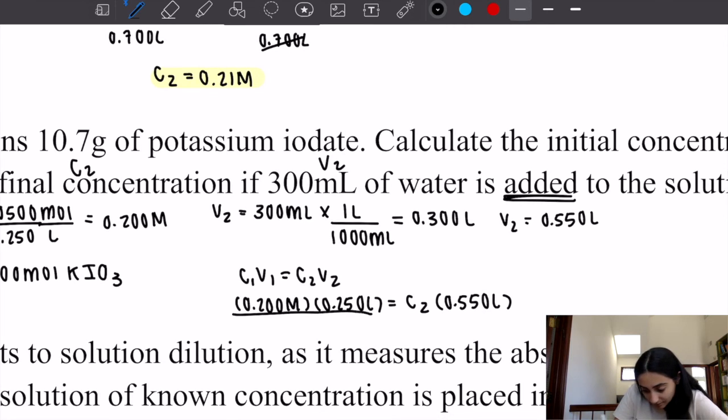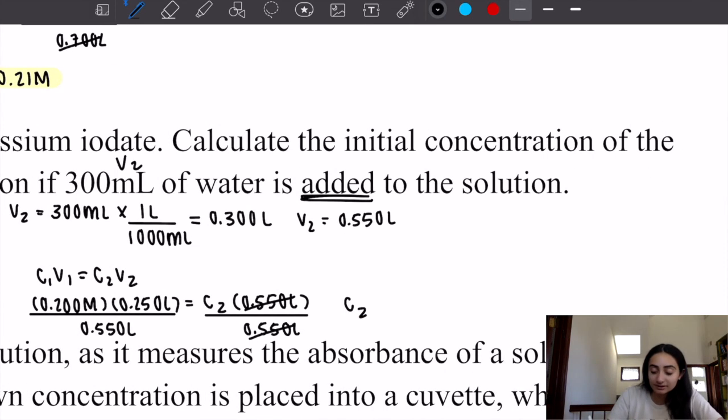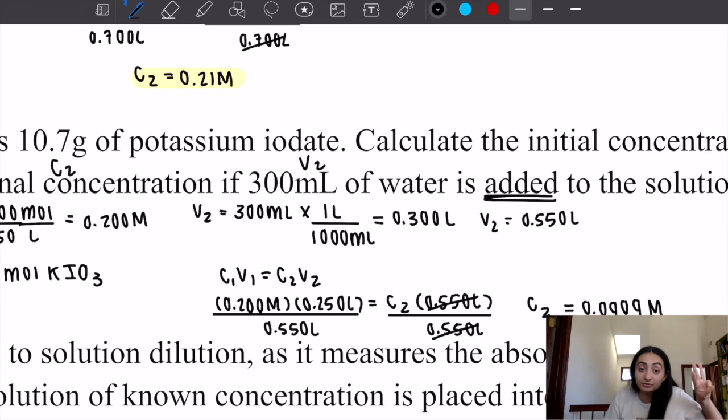Now we divide both sides by 0.550 liters, and we can multiply 0.200 times 0.250 divided by 0.550, and we get that our final concentration is 0.0909 molarity. And remember that is 3 sig figs because of the given values in the problem.